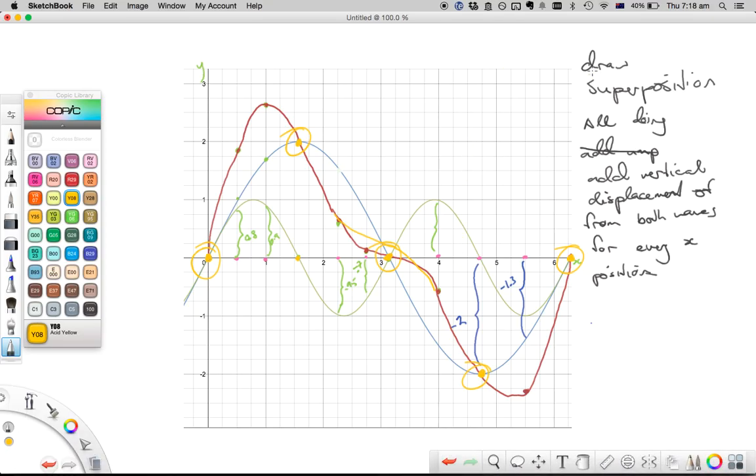Hope you now know how to draw superposition by adding all the vertical displacements from both waves for every x position. So I'm just distracted by my alarm. For every x position.